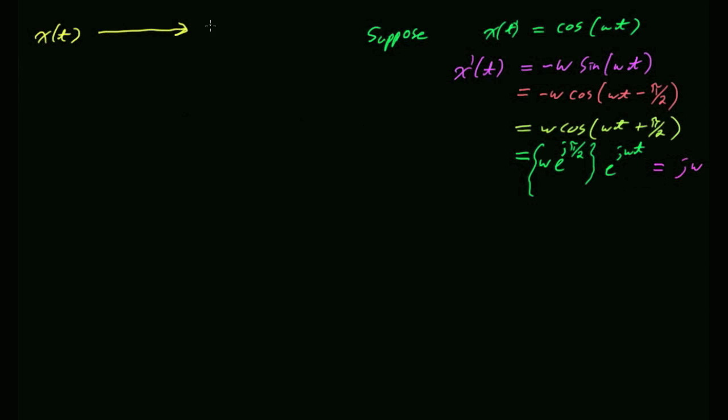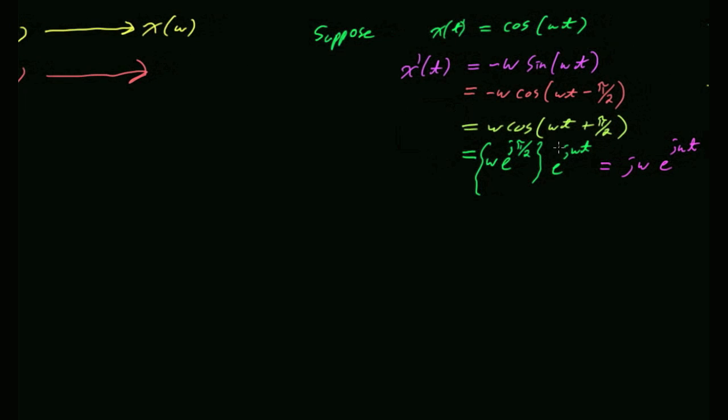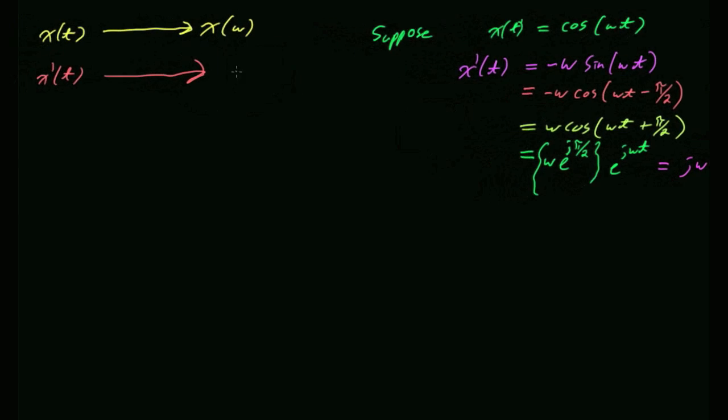then if you take the derivative of x of t, you don't need to recompute x of omega. All you need to do is take your original x of omega and multiply it by j omega. Multiplying it by j omega in the frequency space is equivalent to taking its derivative in the time domain. I'll show you a concrete example momentarily.